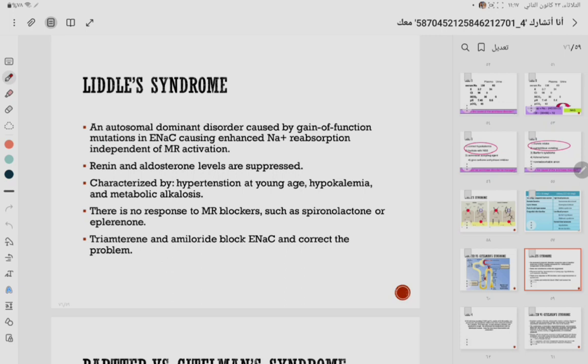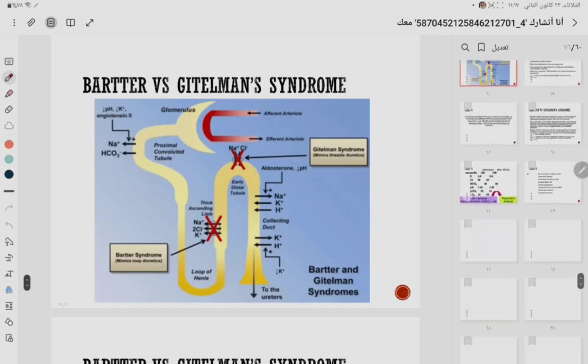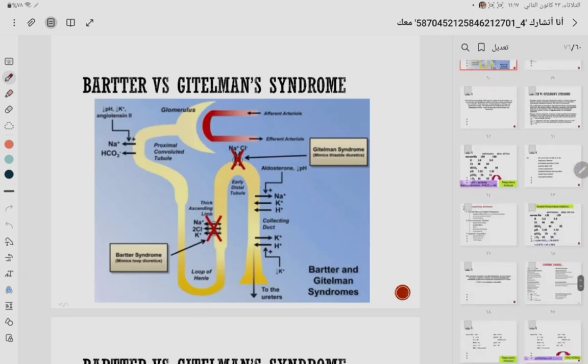Bartter versus Gitelman. That's Bartter syndrome, as we mentioned, it mimics, sorry. So Bartter, it's a loop-like diuretic. It's like furosemide. It acts on the thick ascending loop. This is the co-transporter that we will talk about.